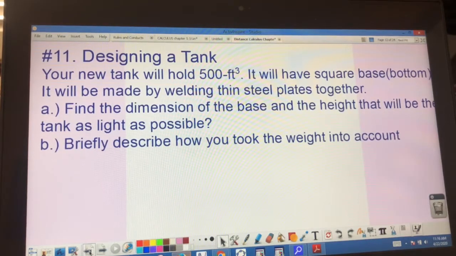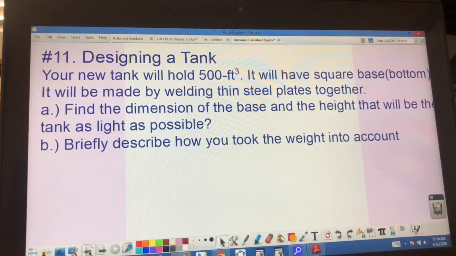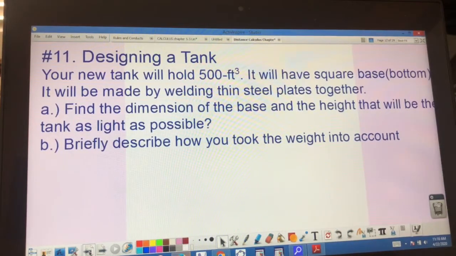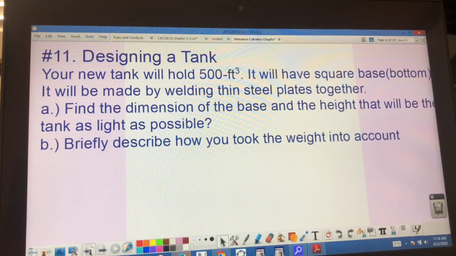All right, welcome to our calculus class. This is going to be a problem out of your homework for 5.4. Okay, so there's the book right there.